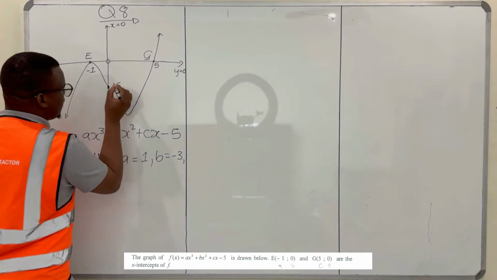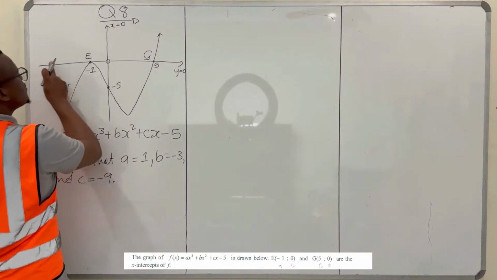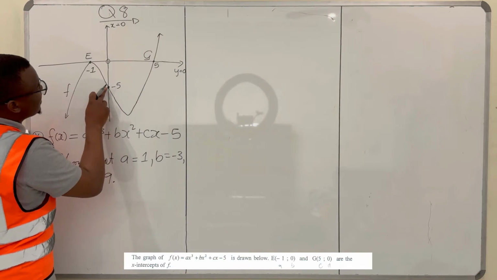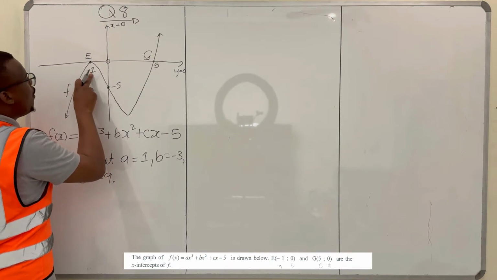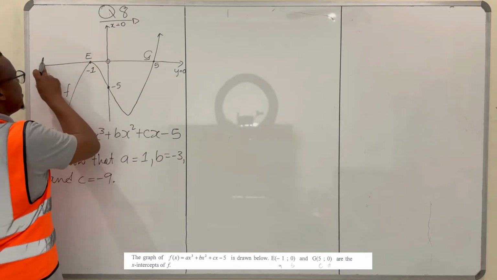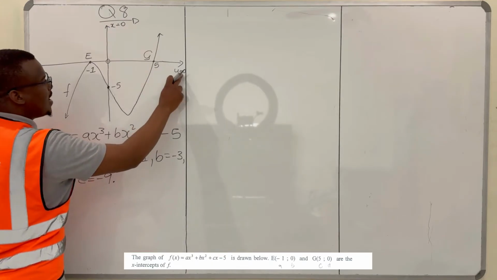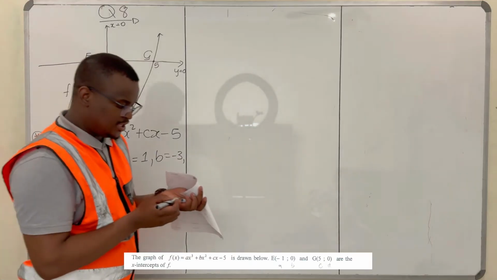It's this point over here. So you know along this line, x is 0. Along this horizontal line, y is 0. So the coordinates of this point are x is 0 and y is minus 5. The coordinates of E: x is minus 1, and y is 0. Here G: x is equal to 5, and y is 0. So you have these 3 points as your coordinates.